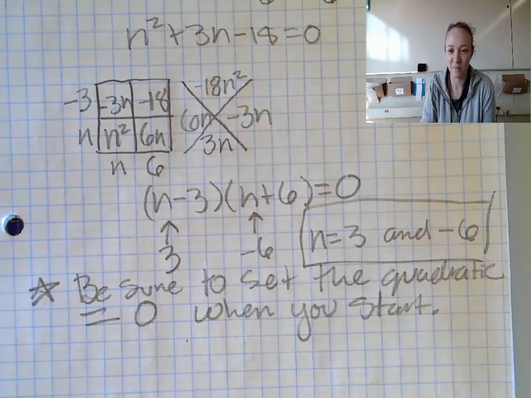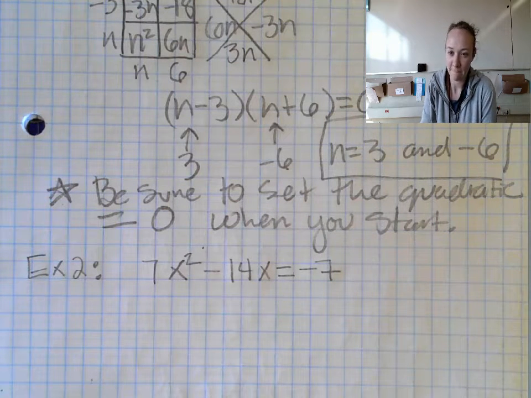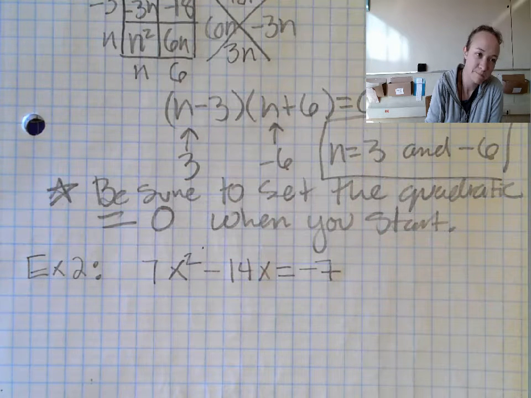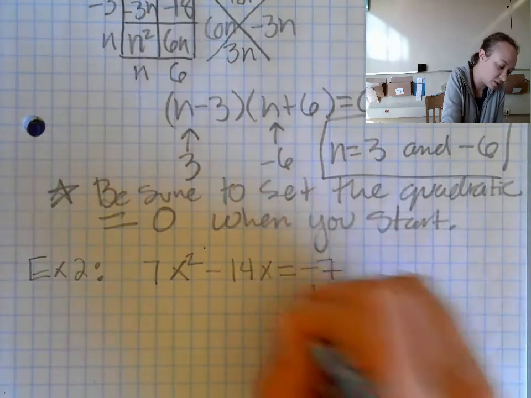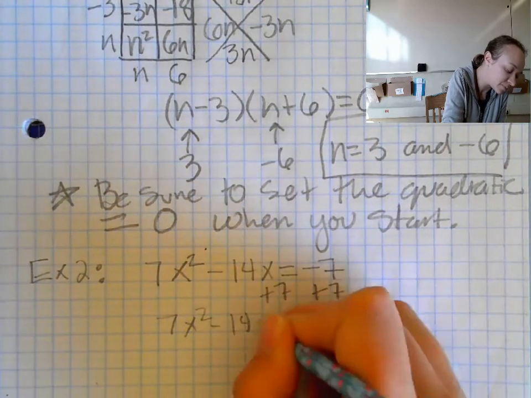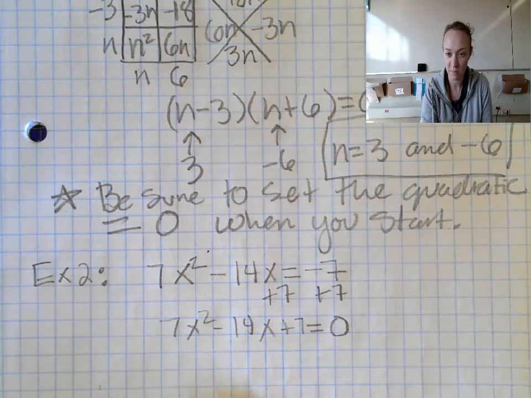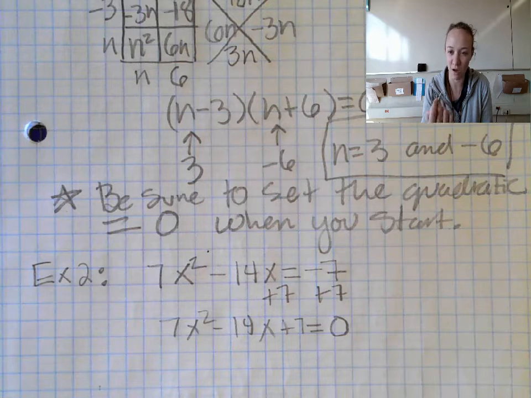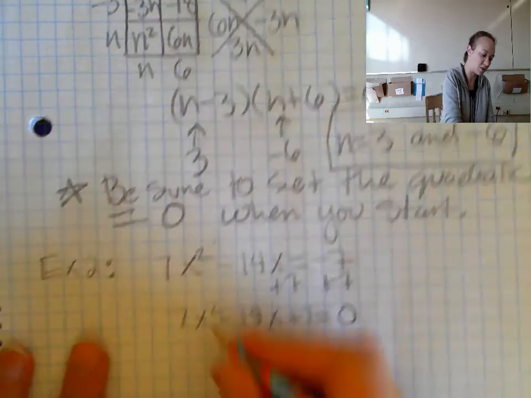All right, next example. Give this one a try. So hopefully you started by following the lesson from before and adding 7 to both sides. And now, we could throw this straight into a box and diamond, but we remember that one of the other tricks is to always make sure to remove the greatest common factor. And here, 7, 14, and 7 definitely have a common factor of 7. So I'm going to do that next.